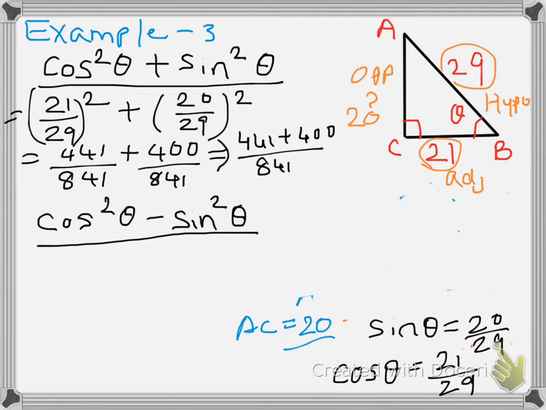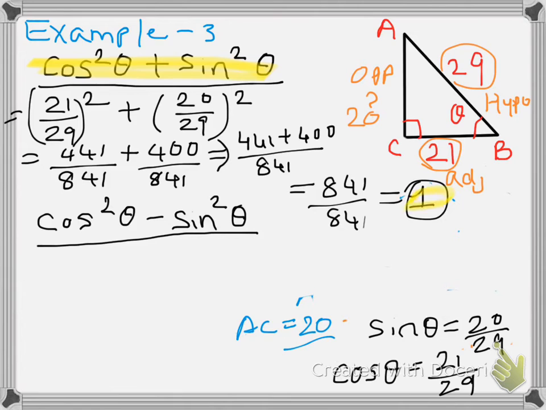Which is equal to 841 over 841, which is equal to 1. So this cos square theta plus sine square theta is 1.